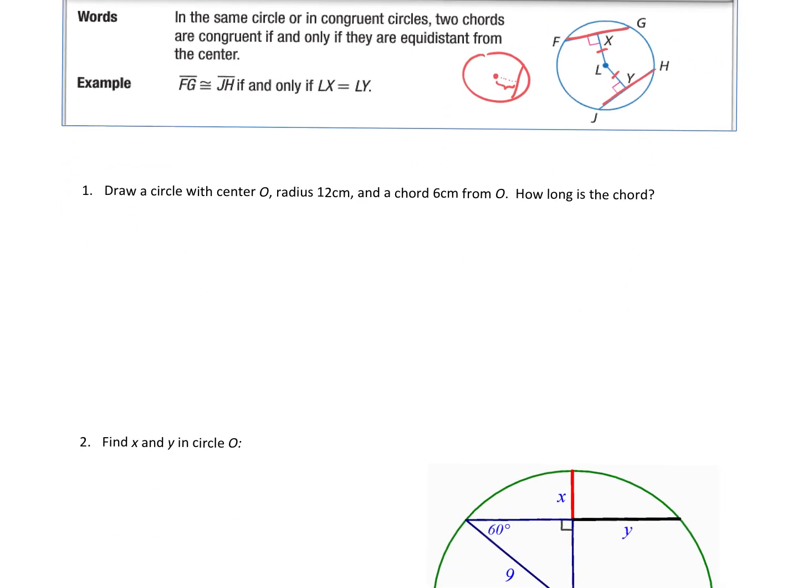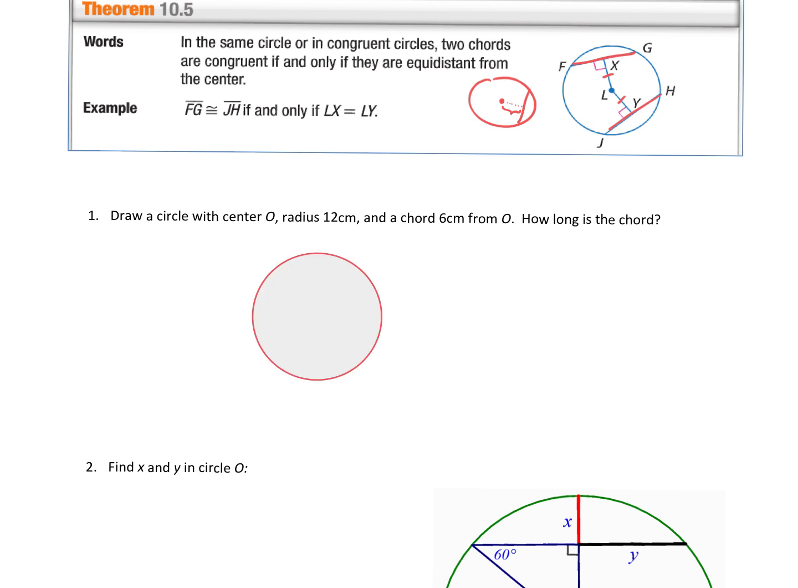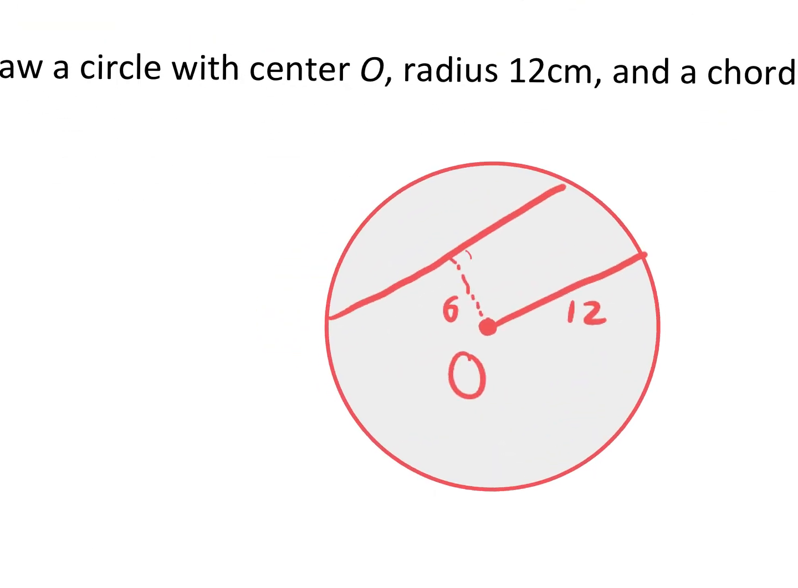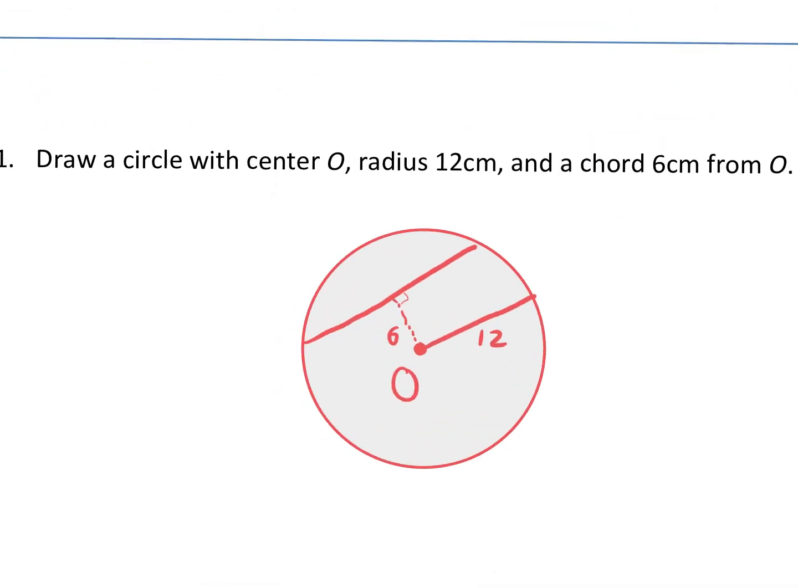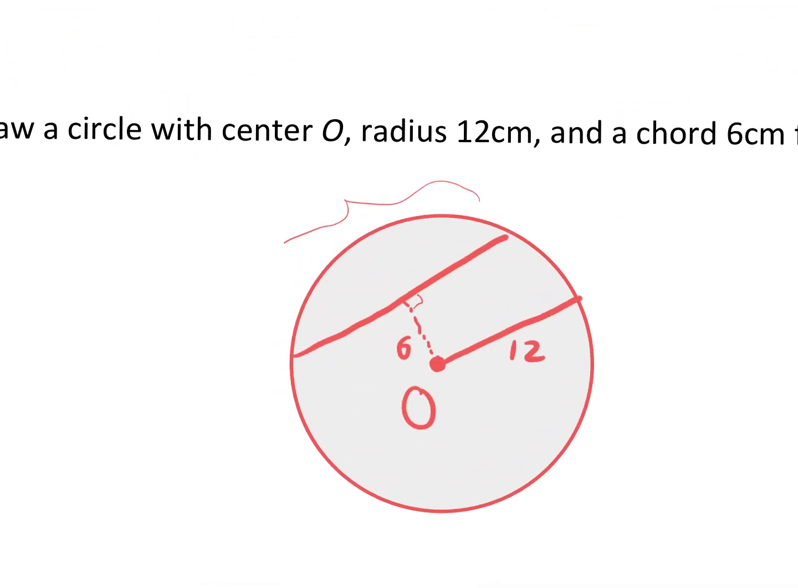Draw a circle. Okay, let's do this. Using my new tools and my software I don't use in class, I just use for videos, trying to figure out how to do a circle. Great. And radius 12. And a chord that is 6 centimeters from the center. So 6 centimeters away is what that means. Then I have this chord like this. So it means that the perpendicular distance from the center to the chord is 6. And all I know about this circle is that the radius is 12. I'm trying to find the length of the chord. How long is this thing?